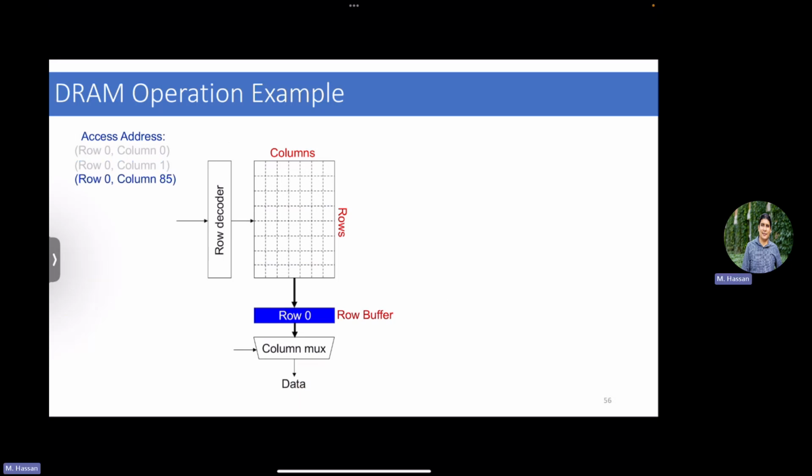Now, if I have another row hit, fine. Then if I have a row conflict, what would happen is I have to first precharge. This is a conflict because I'm targeting row 1, while what is in the row buffer is row 0. And then I have to first precharge row 0, send it back, and then activate row 1, and then do the read or write, the CAS command or the column command, from that row. This is your worst case scenario. Any questions?